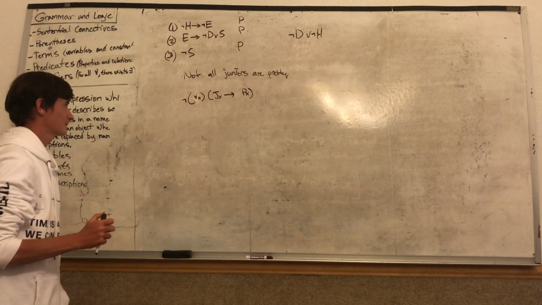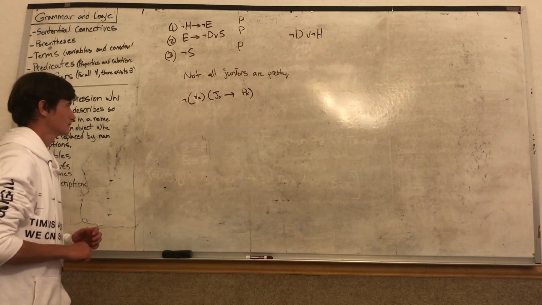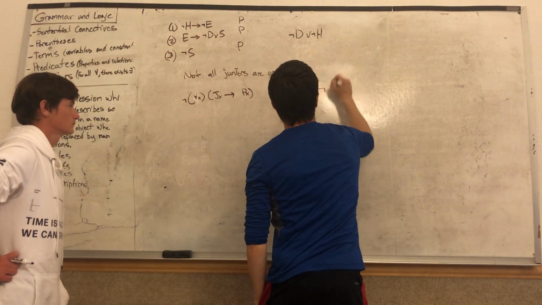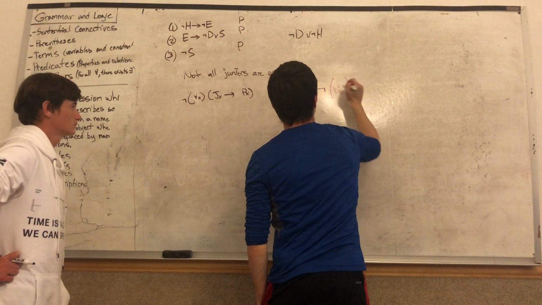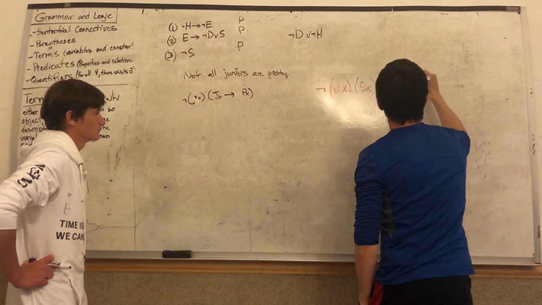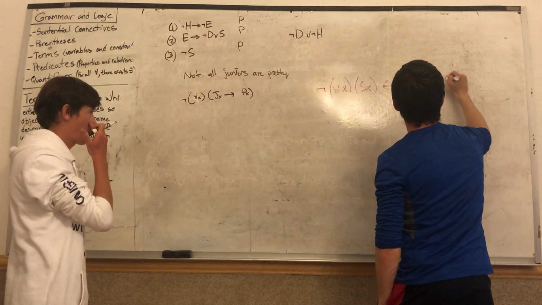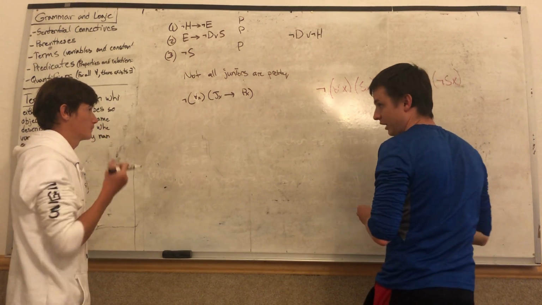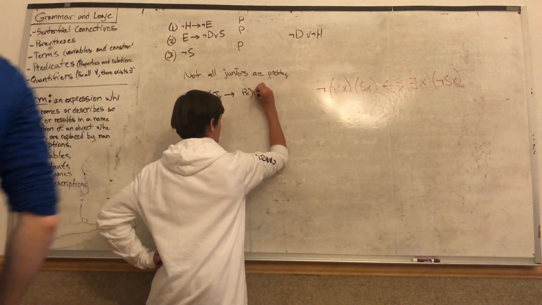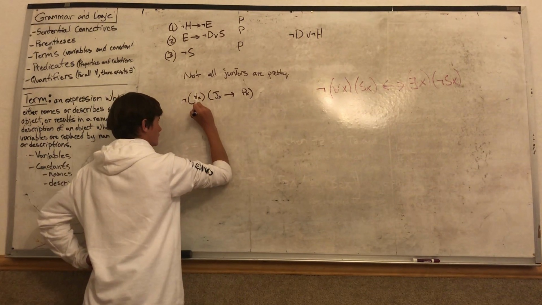The rule was, if you have not for all X, some statement S about X, that was the same thing as there exists X such that not S of X. You can just do it like that. It's just saying there's a junior that's not pretty.